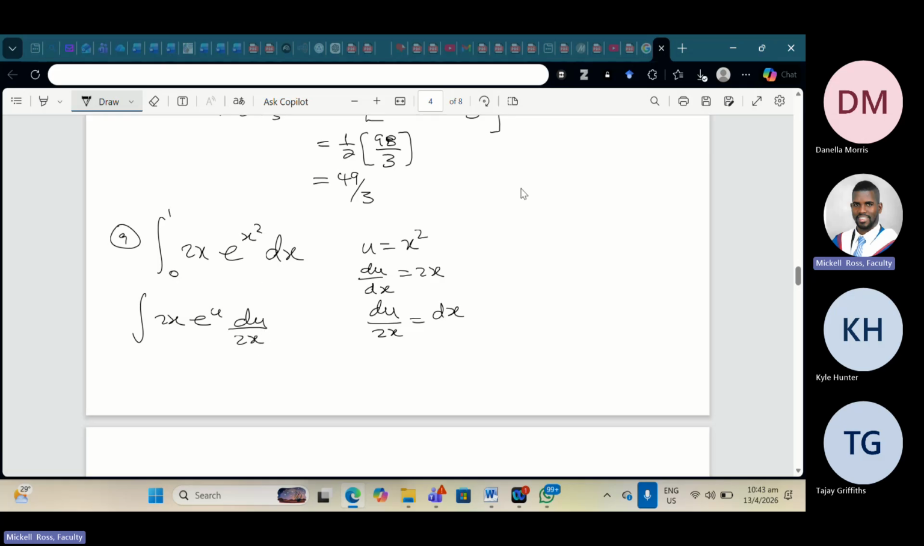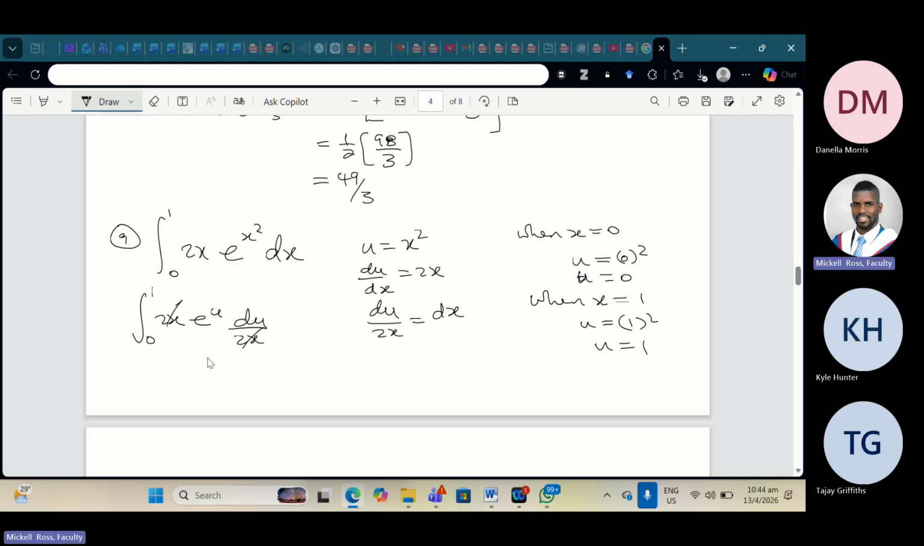So we need to find the limits for u. So when x is equal to 0, u is going to be equal to 0 squared. So that means u is equal to 0. When x is equal to 1, u is going to be equal to 1 squared. So u is equal to 1. So it doesn't change for this one. So it's going to be 0 to 1.